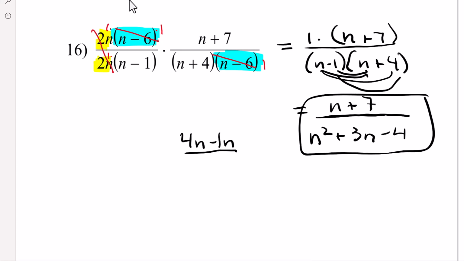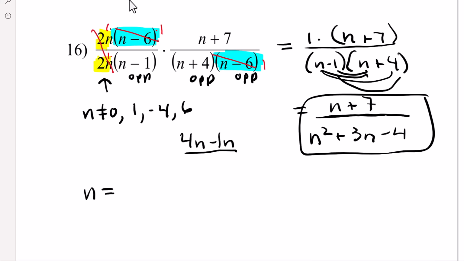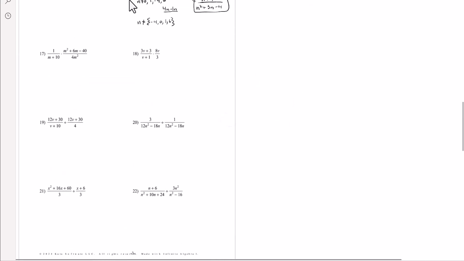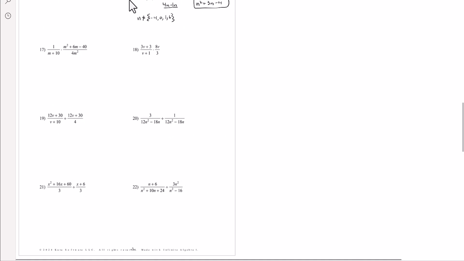Now, if you had to name the excluded values, you would have n can't equal 0, n can't equal 1, n can't equal negative 4, or positive 6. So these would be the list. So negative 4, 0, 1, and 6 would be the excluded values. Those are all of the values that would cause the denominator to be a 0.